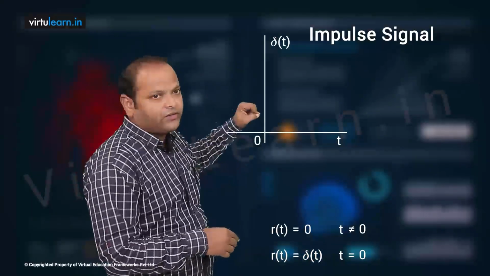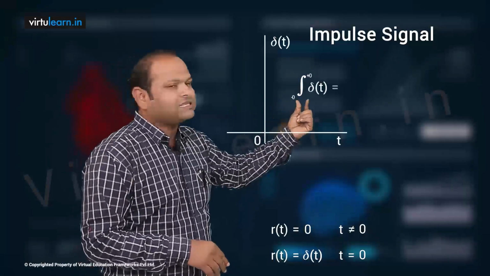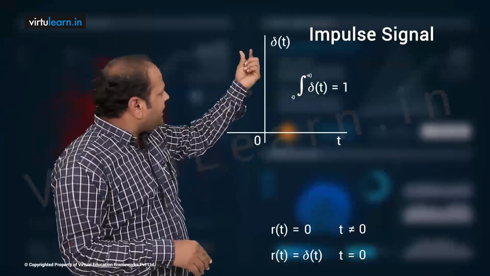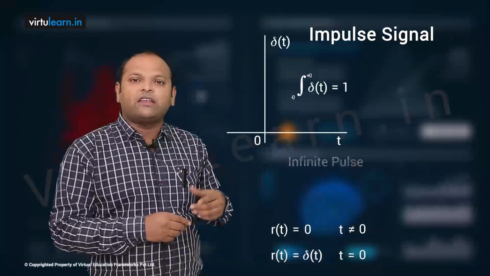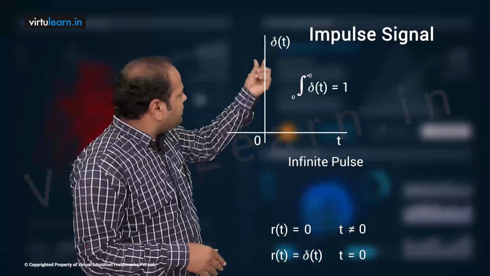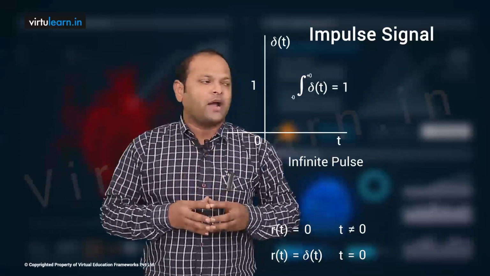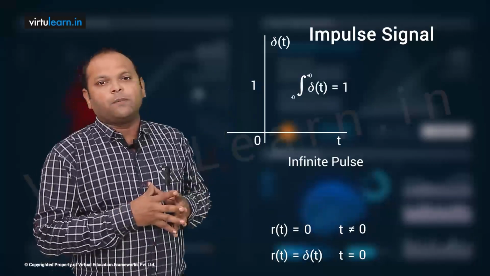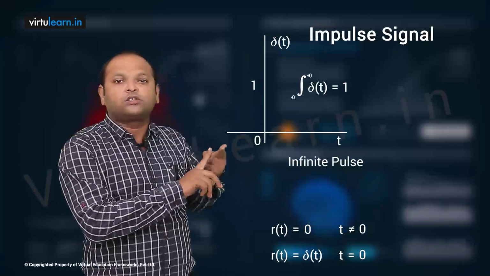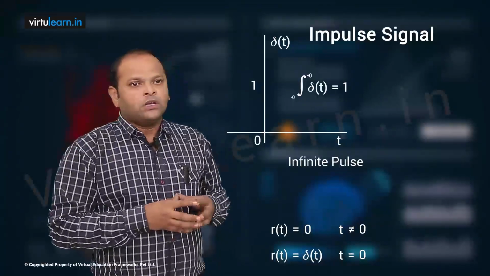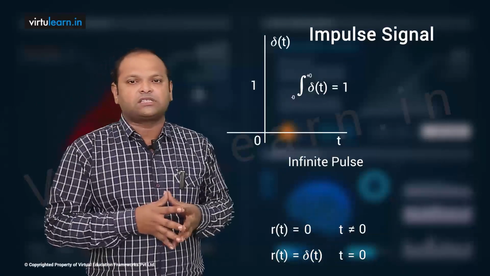How can you define this del of t? The integral from minus 0 to plus 0 of del of t is equal to 1, which means the area of this particular impulse is 1. It is basically an infinite pulse: as you try to move the time from 0 plus to 0 minus, the pulse area stays 1. This is very useful, first of all to find the transfer function and also to know the stability of the system. For most of the systems we'll see impulse responses to find the stability.